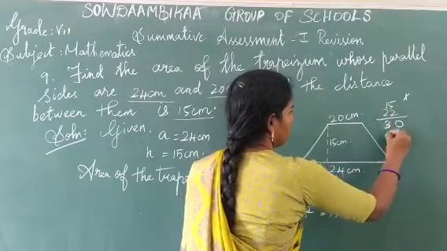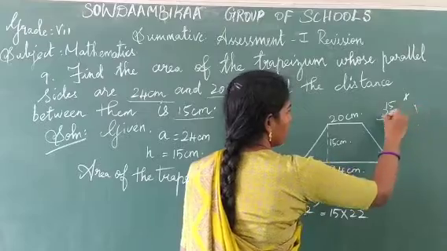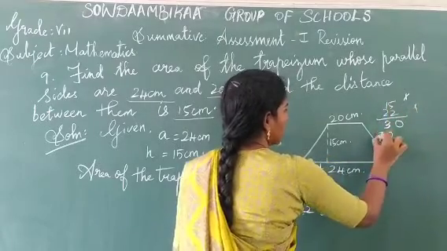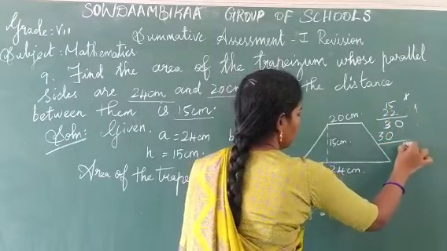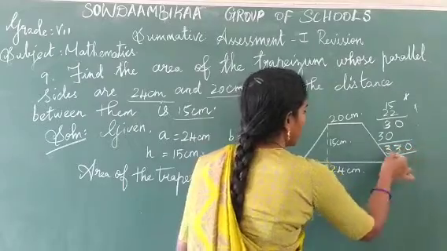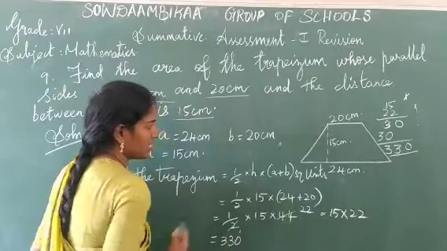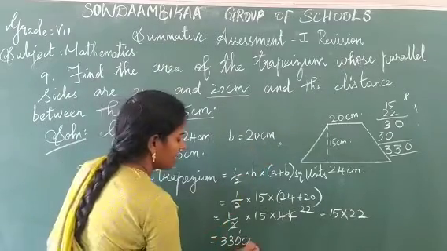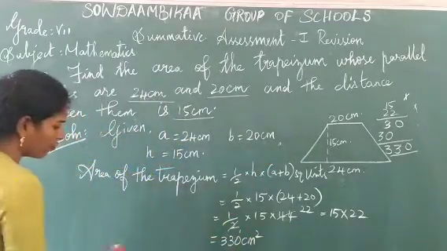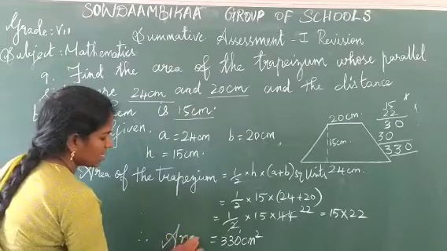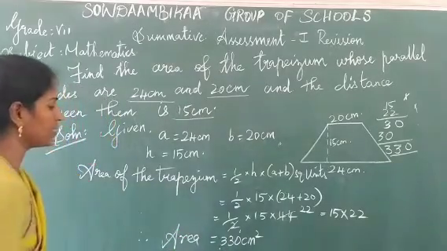5 2s are 10. Remaining 1. 1 2 is 2. 2 plus 1, 3. Adding 0, 3, 3. Therefore, we get 330. What is the unit? Centimeter square. Therefore, area of the trapezium is equal to 330 centimeter square.